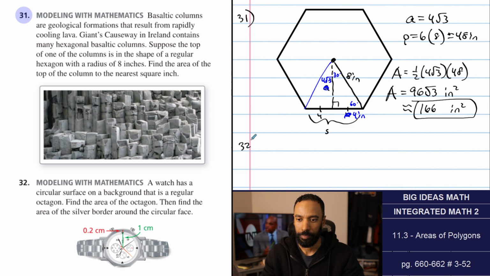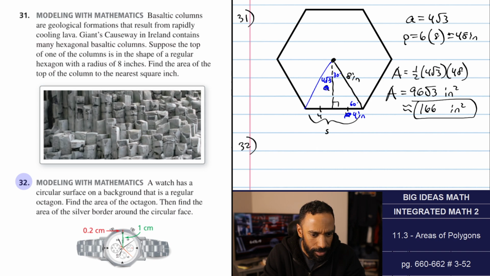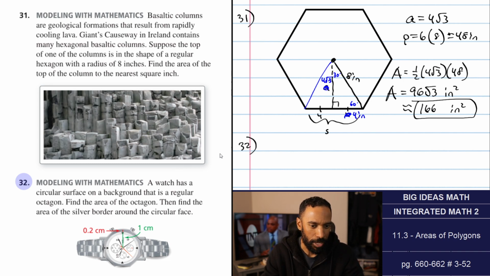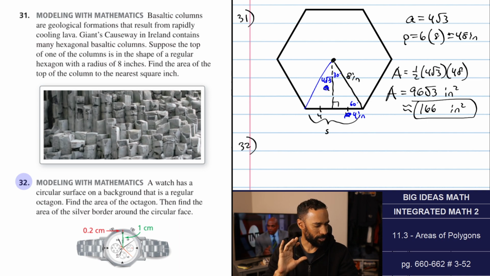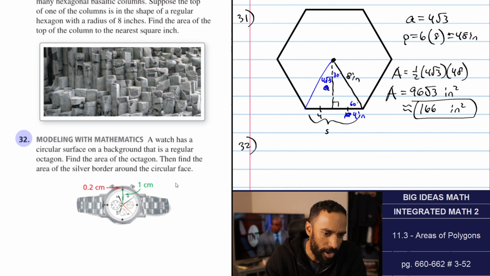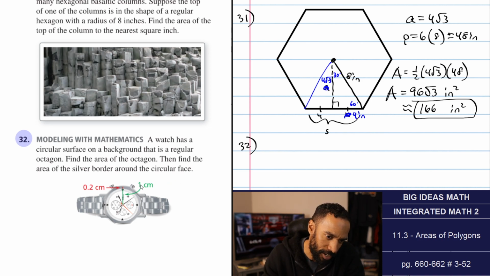Okay, number 32. Modeling with mathematics once more, or maybe more than this. A watch has a circular surface on a background that is a regular octagon. Where? I don't see the octagon in the thing, but okay. Find the area of the octagon, then find the area of the silver border around the circular face. I need to make sure I know what they mean about where the regular octagon is. I'm looking at it, and I don't see what they're referring to. I see the 0.2 centimeter thickness here and 1 centimeter there.